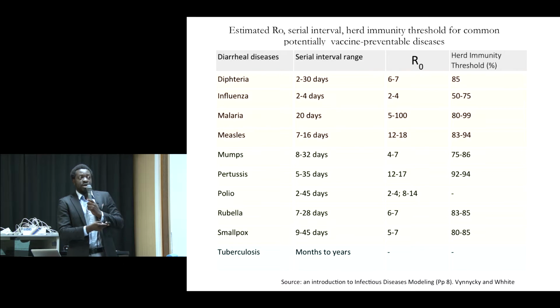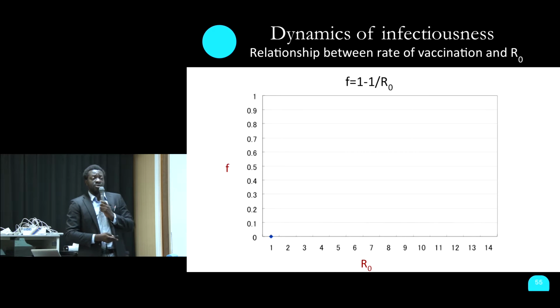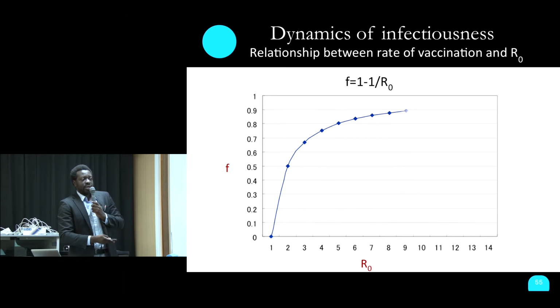This also means that we need a higher rate of vaccination for measles compared to the rate of vaccination for influenza. Measles is much higher because the R naught for measles is much higher compared to that of influenza. So there is obviously a relationship between R naught and how many people we should vaccinate. As R naught increases, the number of people we should vaccinate also increases.